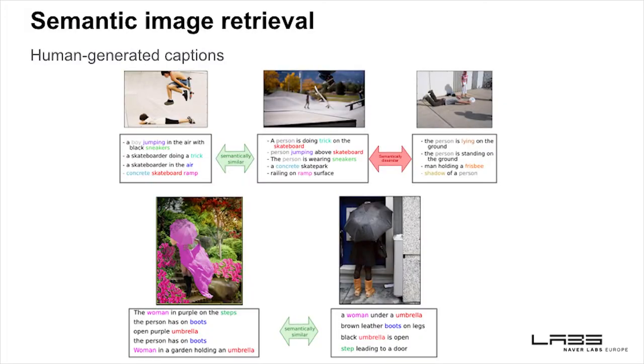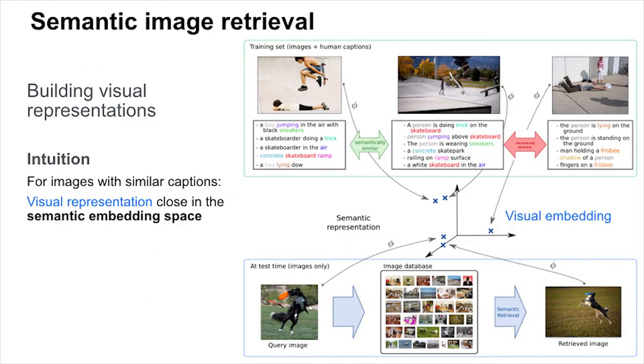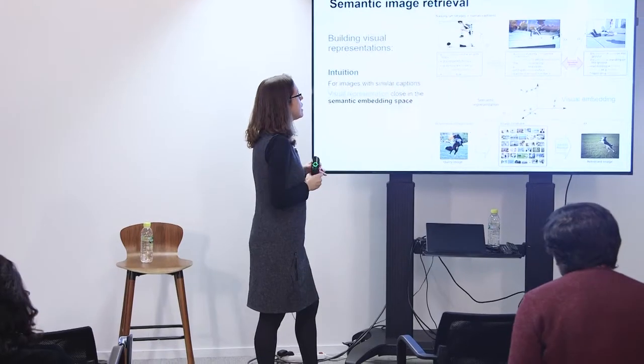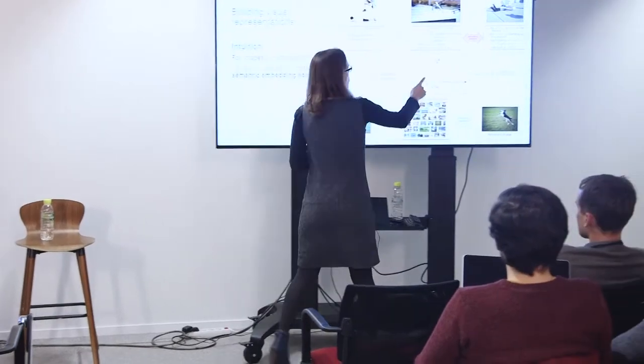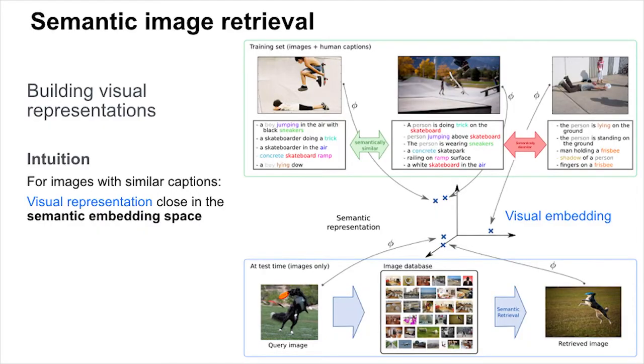So now we're going to look at when the captions are similar and when they're dissimilar to decide if our images are related or not. And we're going to leverage that to build a visual representation. So we're going to build a visual embedding. We're going to build visual signatures that land in this visual embedding. And what we're going to do is, if two images are considered similar according to the captions, we want them to be close in that visual embedding space.